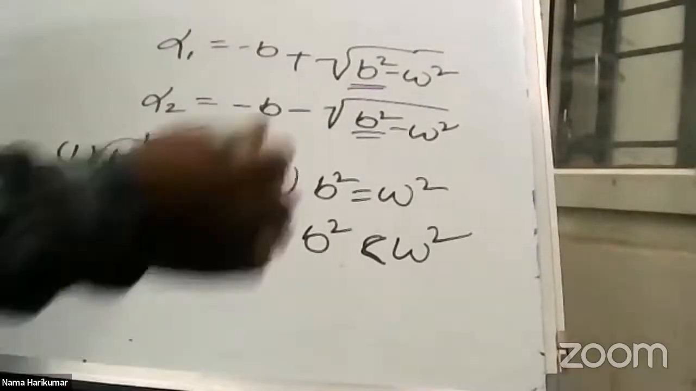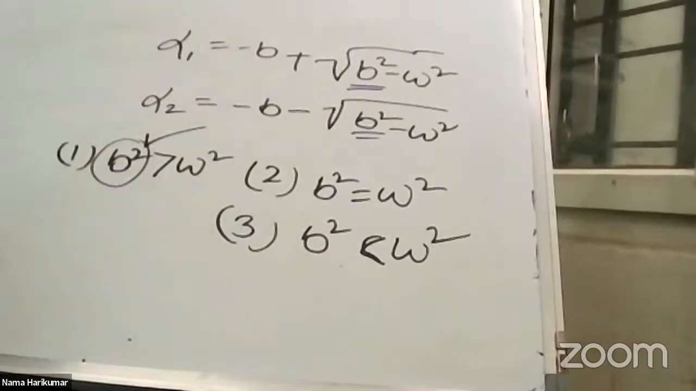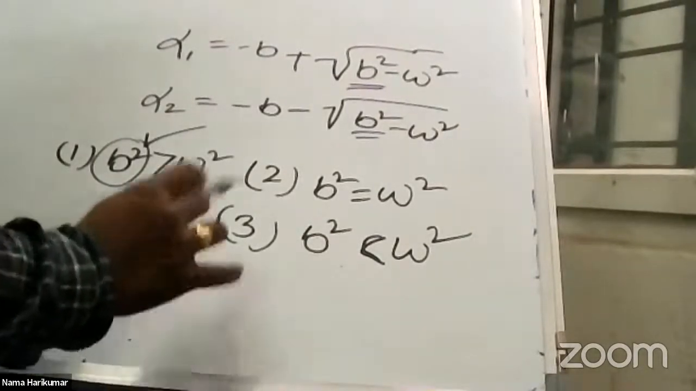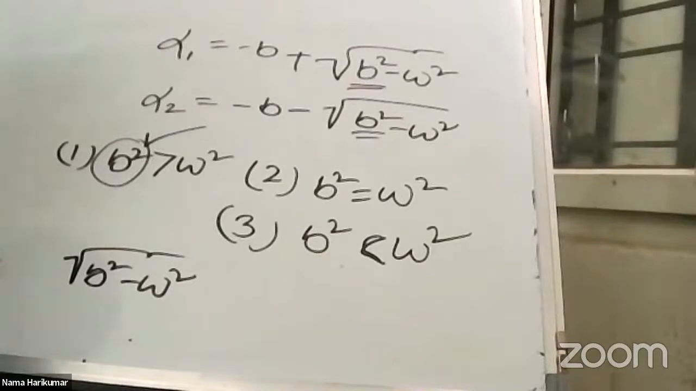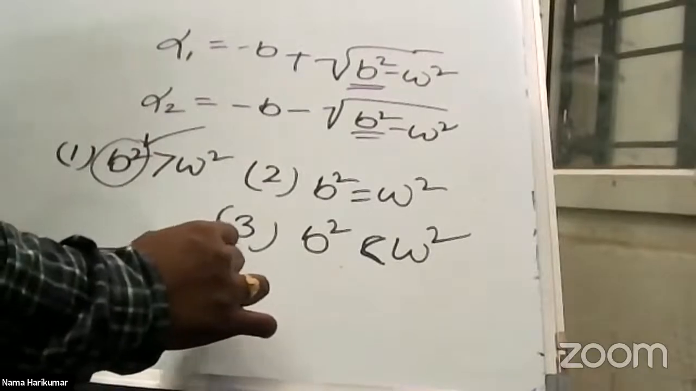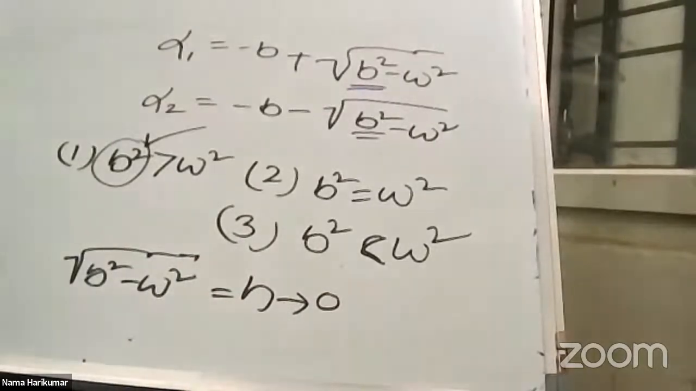Okay, so the second condition is b square equal to omega square. So b square equal to omega square is not obeyed. That is, the solution of the equation does not satisfy the differential equation. Let us consider that the root of b square minus omega square is not zero, but equal to a very small quantity. So root of b square minus omega square equals h, where h tends to zero. We have to assume that.